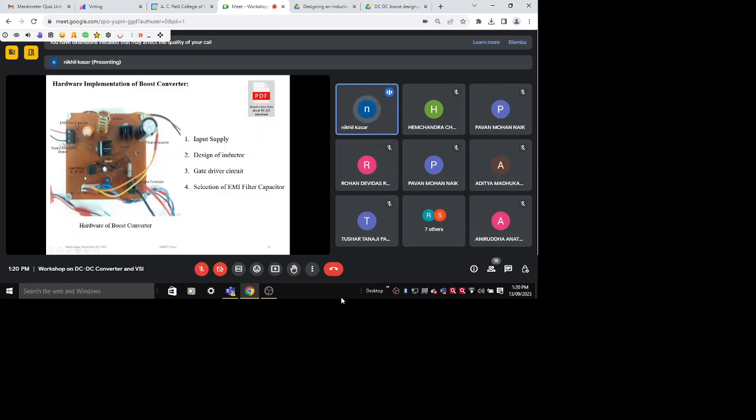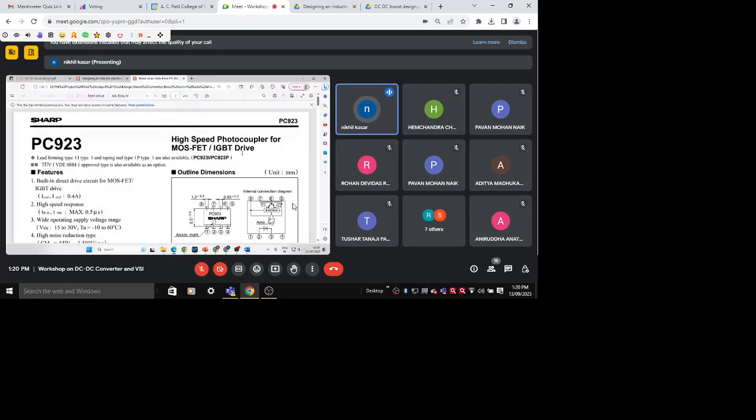So I'll show you the data sheet of this PC923, an opto IGBT driver. Now what is an optocoupler? It isolates the input and output.